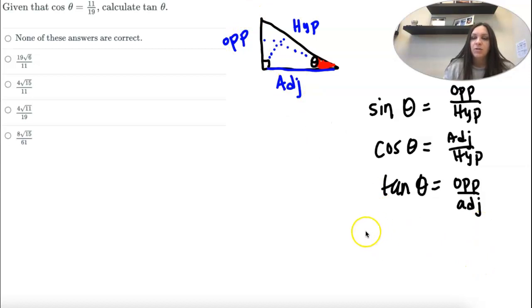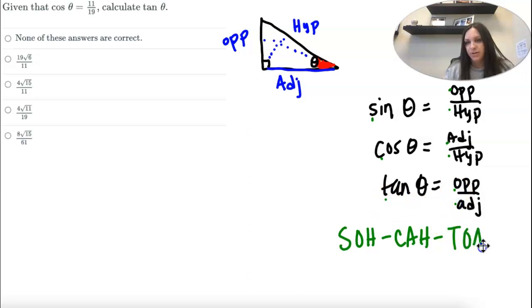Okay, and sometimes you see SOHCAHTOA. So S is for sine, and then OH, opposite over hypotenuse. C is for cosine, and that's A over H. T is for tangent, and that's O over A. So SOHCAHTOA is a good way to help remember that.